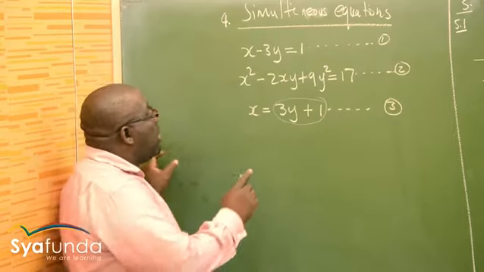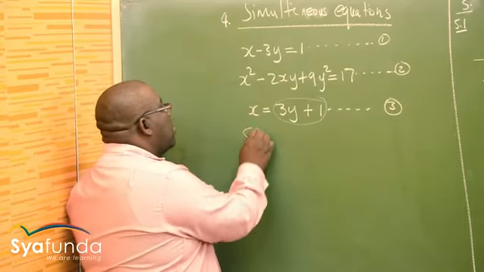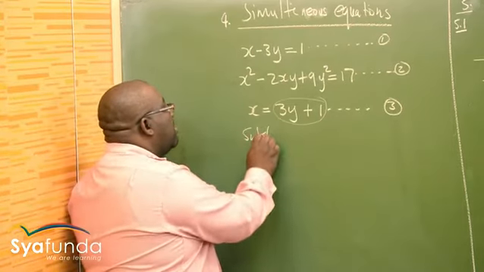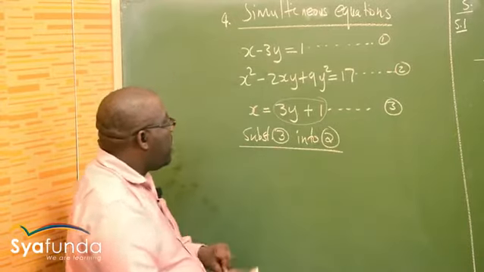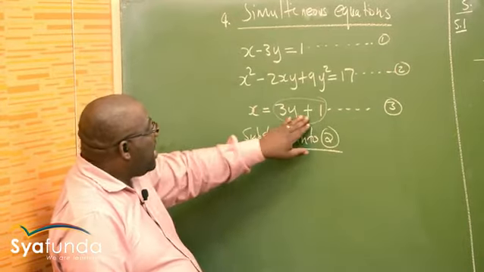Now, let's write equation 2. The next step, we're going to substitute equation 3, which is this equation, into equation 2. Equation 2 is this one. Rather than writing the whole thing there, we refer to them as equations as we have labeled them. So we're going to take equation 3 and substitute it in there.